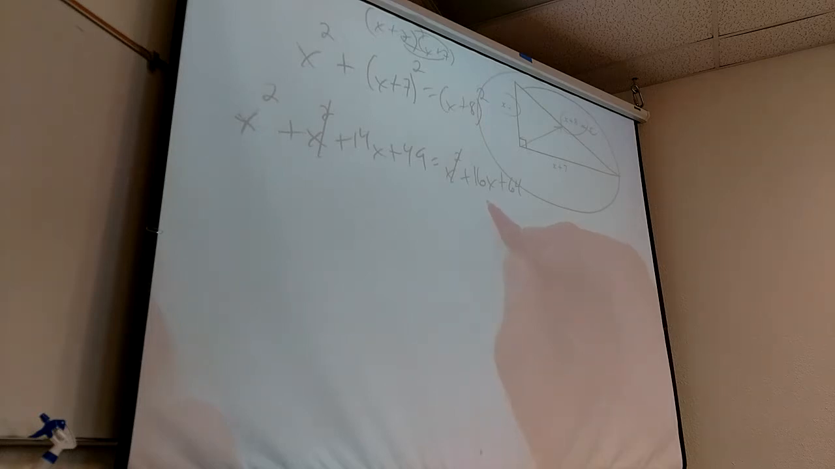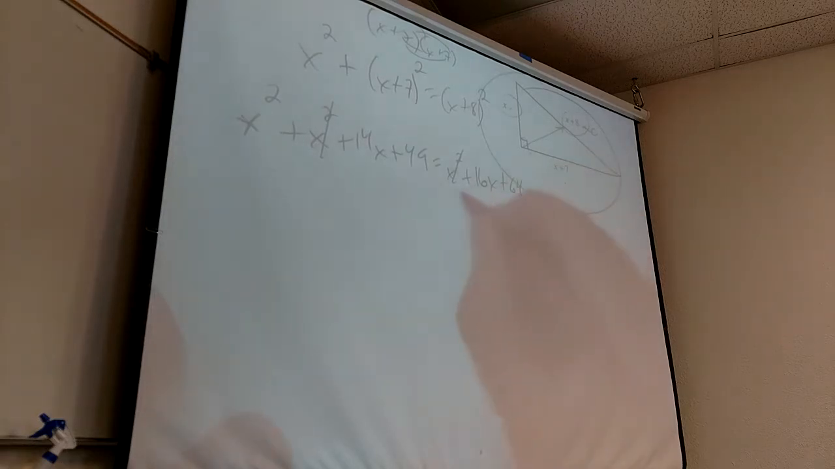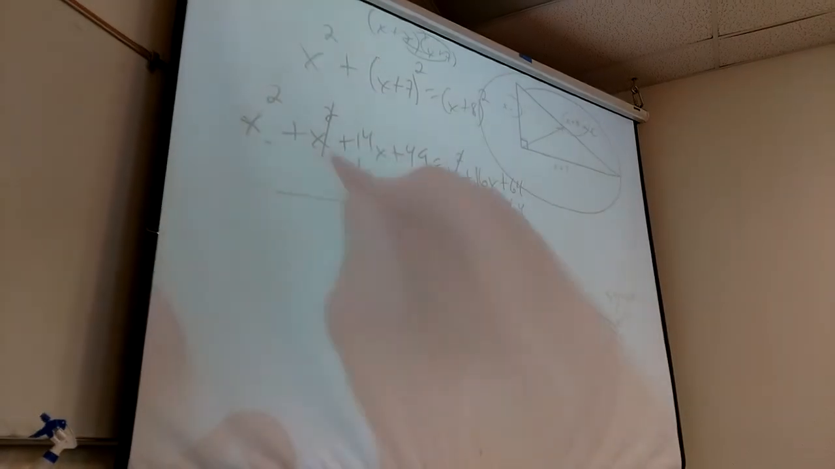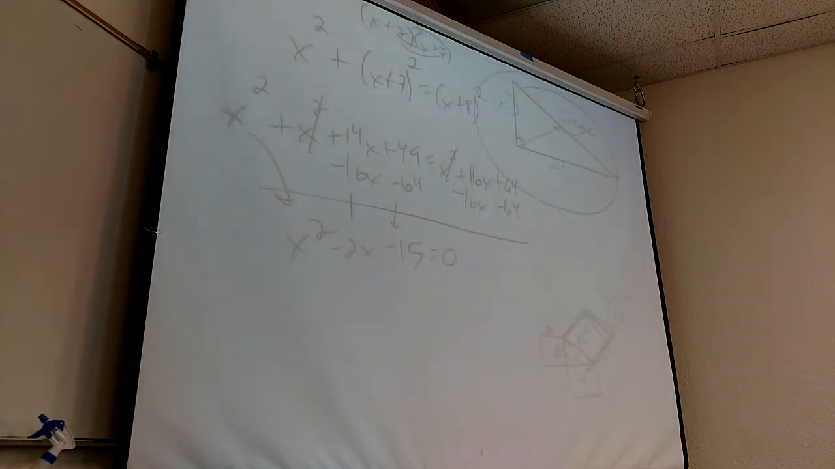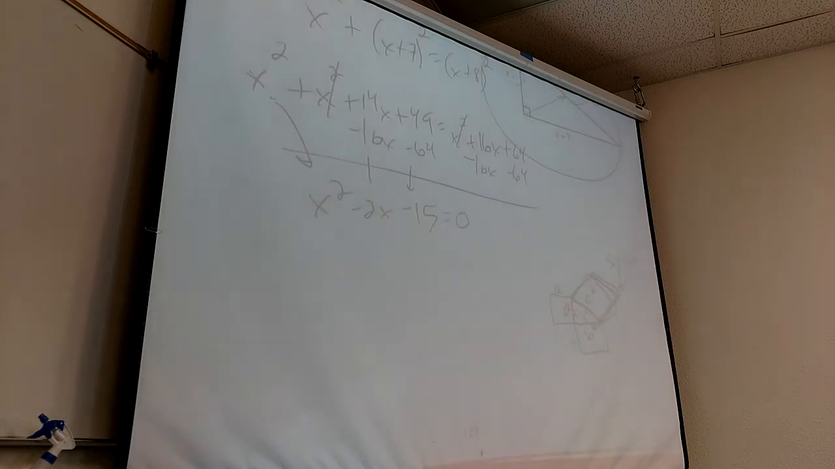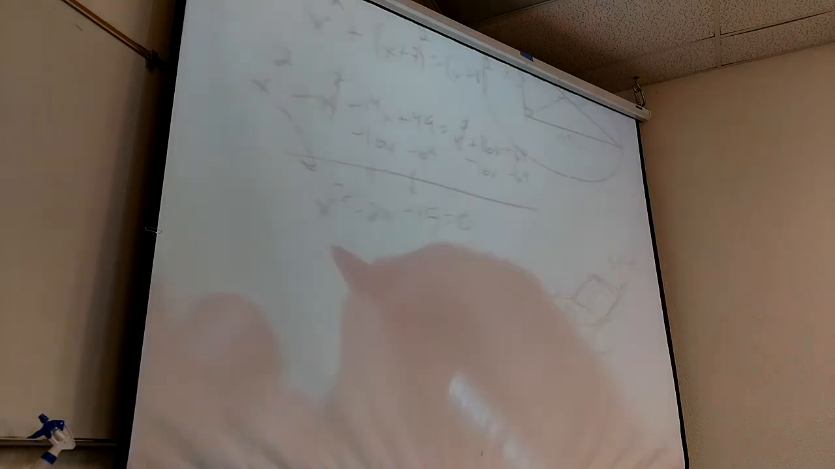And then what else do I want to do? What do I need to have happen? Yeah, factor it out. I can't factor yet. I need to get everything on one side and set it equal to 0. So I end up with x squared minus 2x minus 15. That's nice. How do you factor this?